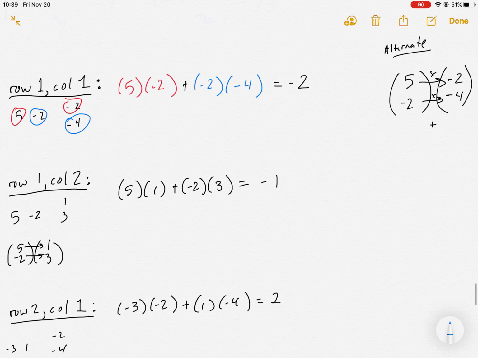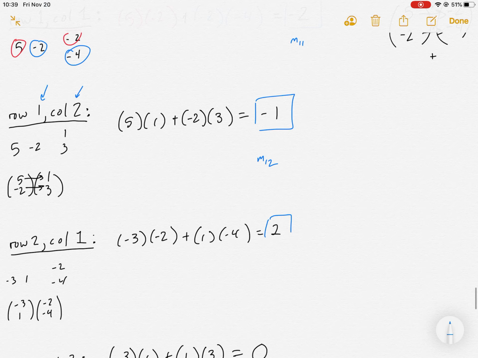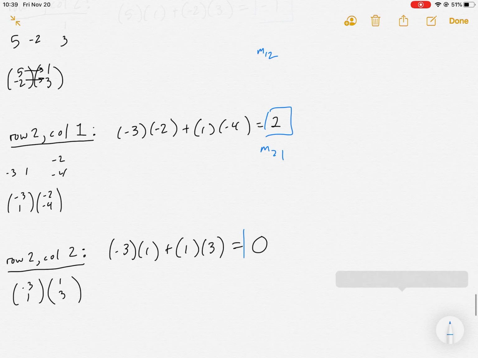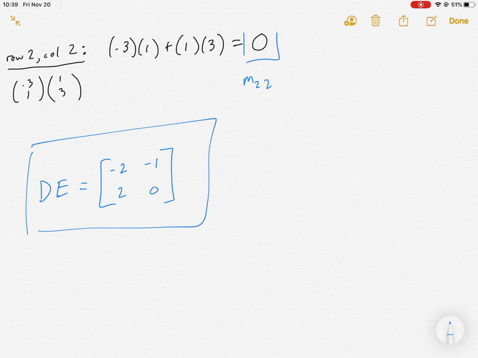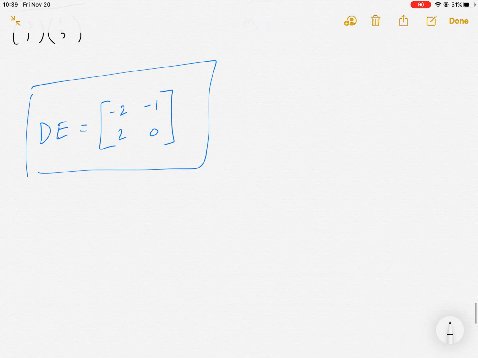So going back to my M matrix here, this would be the first row of the first column because it's 1, 1. This one is going to be the first row in the second column, etc. So my final answer when I did D times E is going to be, putting it all together, negative 2, negative 1, 2, 0. And that's how you multiply matrices. Let's try another one.